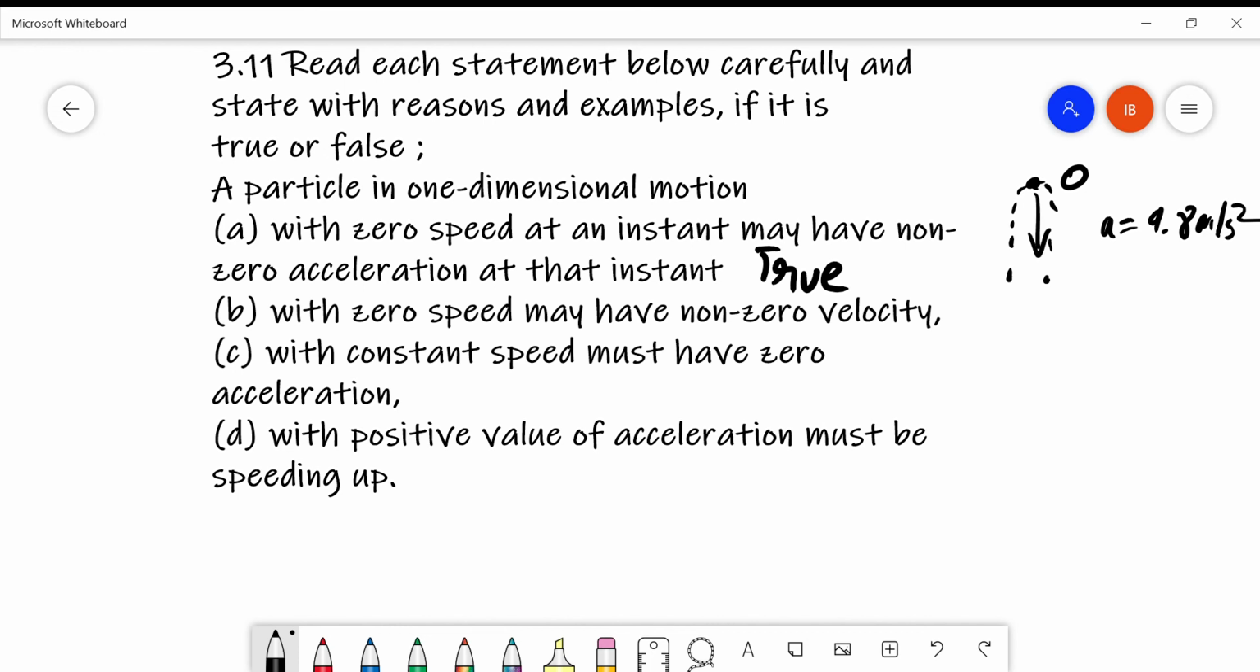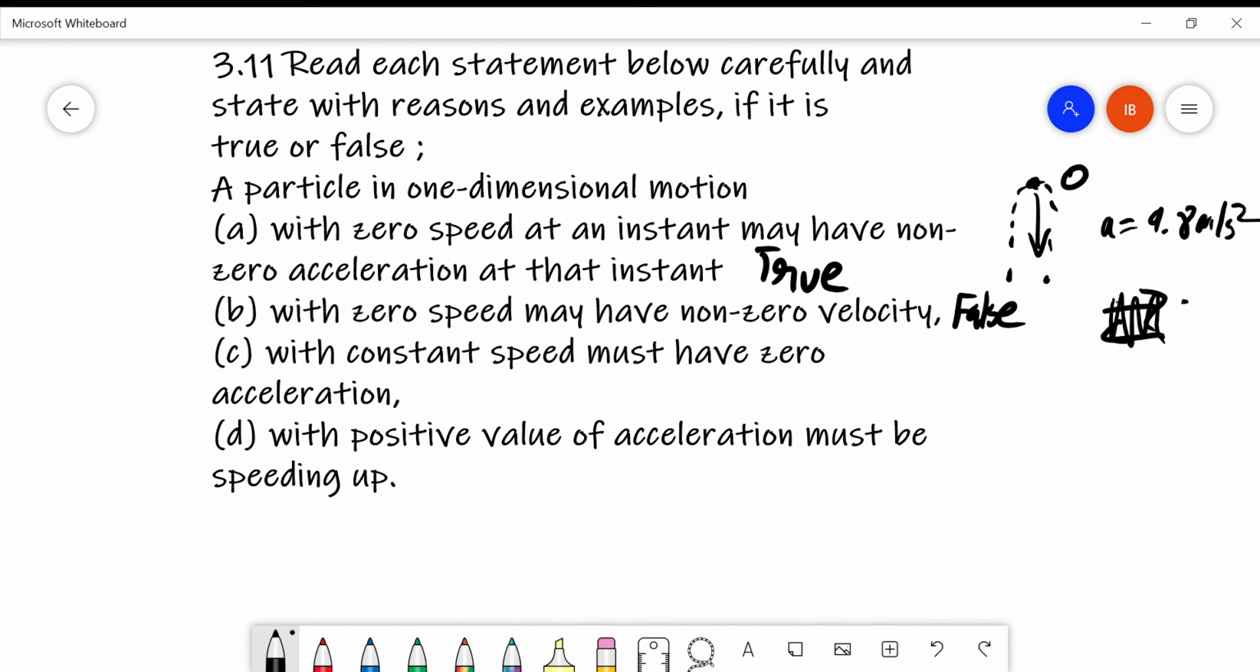Now, on to the second one. With zero speed may have non-zero velocity. That is false, because velocity is defined as speed in a given direction. Velocity is a vector quantity, speed is a scalar quantity, velocity is just speed with a direction. So if speed is 0, then magnitude of velocity is 0, and hence velocity will also be 0, since there is no point in it having any direction when there is no speed. So without speed there can be no velocity.